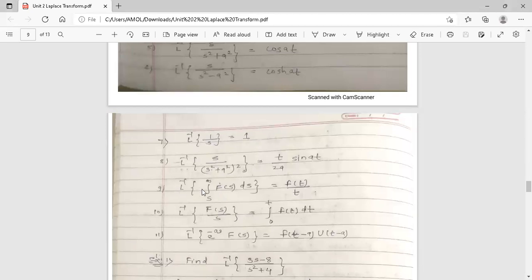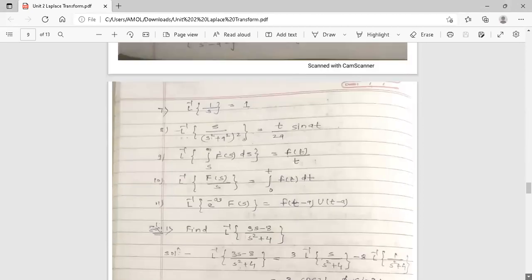Inverse Laplace transform of integration over s to infinity F of s ds is equal to f of t upon t. Inverse Laplace transform of F of s upon s is equal to integration over 0 to t f of t dt. Inverse Laplace transform of e raised to minus as into F of s is equal to f of t minus a into u of t minus a. So these are the results. These are the inverse Laplace transforms of some functions.